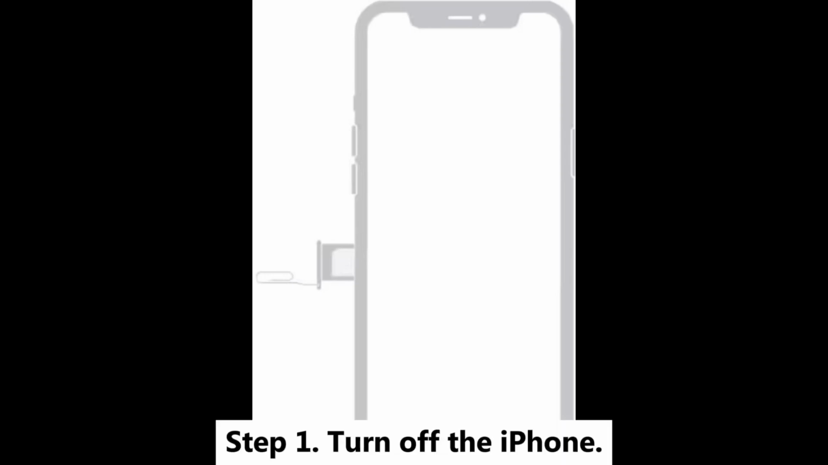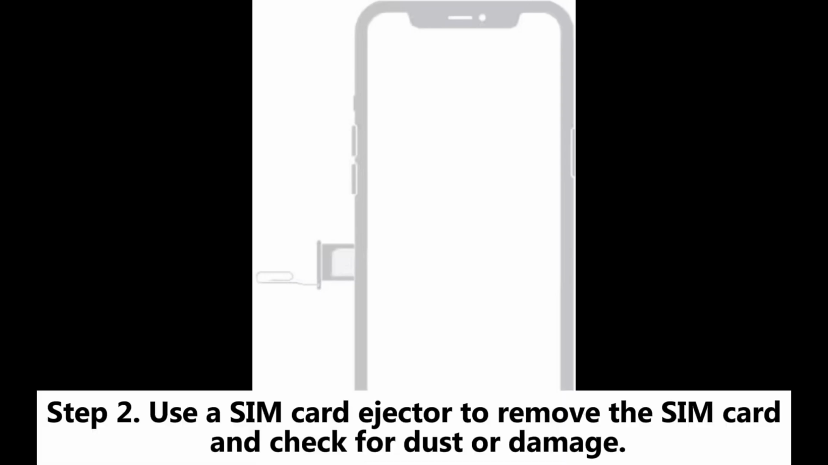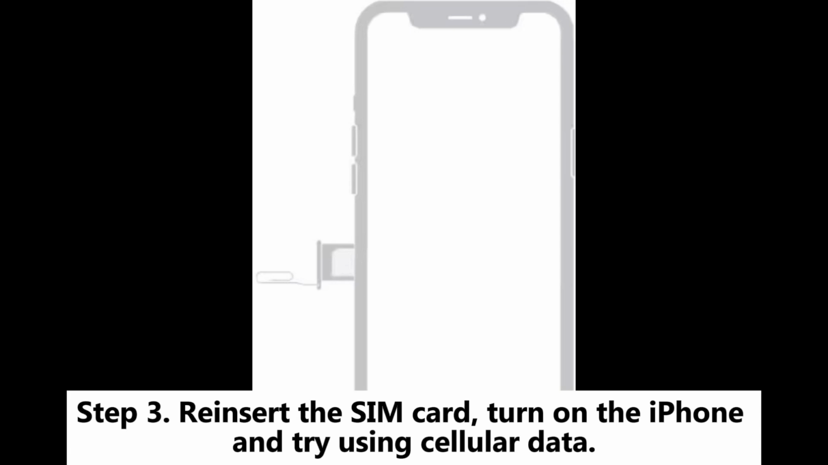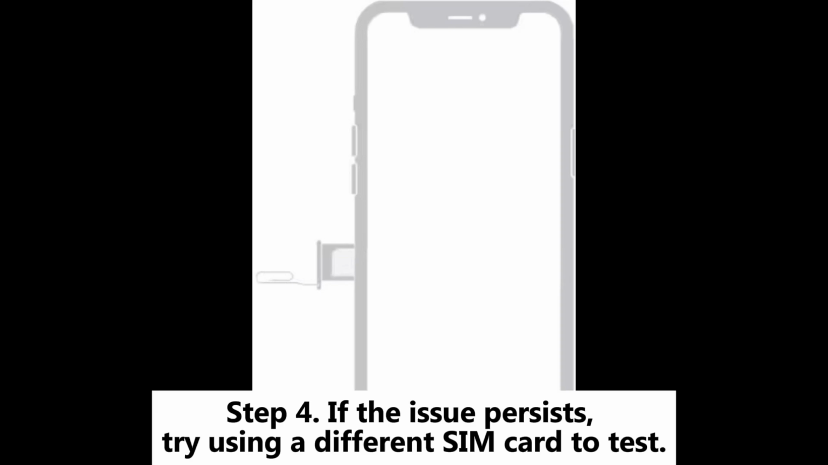Fix 5. Remove and reinsert SIM card. Step 1. Turn off the iPhone. Step 2. Use a SIM card ejector to remove the SIM card and check for dust or damage. Step 3. Reinsert the SIM card. Turn on the iPhone and try using cellular data. Step 4. If the issue persists, try using a different SIM card to test.